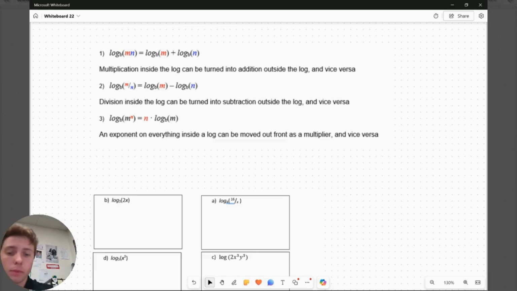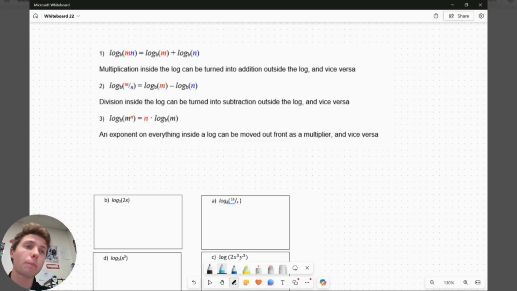For example, log properties are the opposite of exponentials, so all of these properties are derived using your exponent rules. If you want to look at those proofs, let me know. We can talk about those a separate time. I will not include the proofs in this video right now, but we can look at proofs later on.